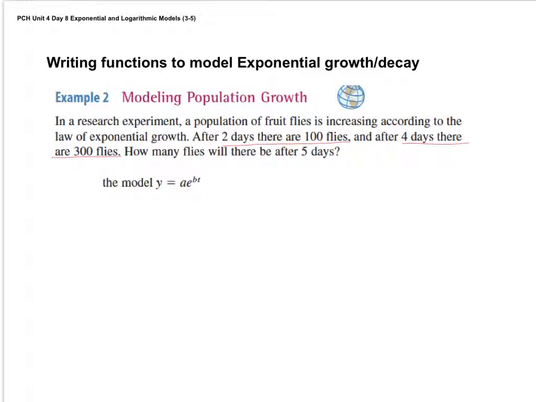Now, the model we're dealing with, remember the basic form of the model, is y equals a times e to the bt. A in our model is going to be the starting amount. And we saw this actually when we did our exponential growth with compounding continuously. That was our principal amount, the starting amount. B is actually going to end up being our rate of growth, or decay if it's negative.